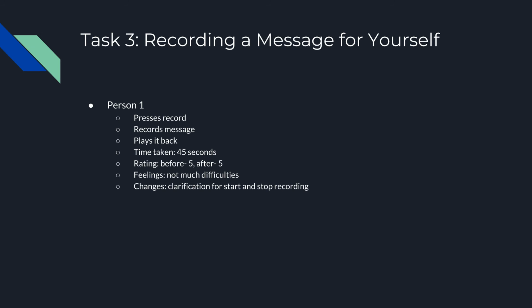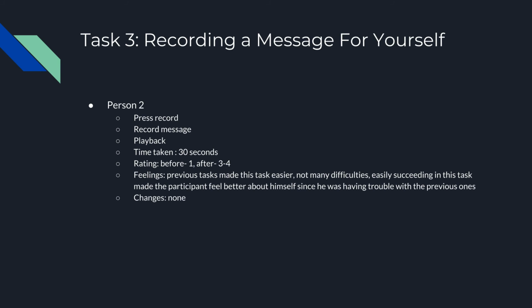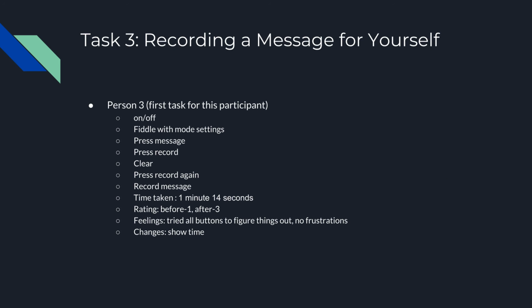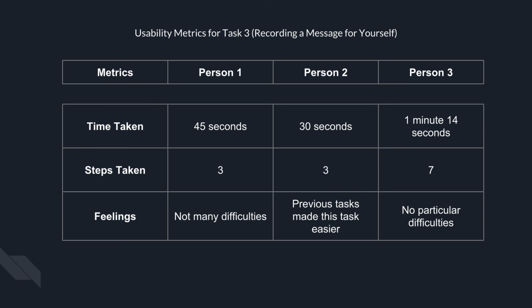This is the result of task 3. They tried to record a message for themselves. Person 1 took 3 steps to finish it, and he felt it was pretty easy. The second person also felt it was pretty easy to finish. The third person finished it twice and felt it was a little bit difficult. Here's the summary of it.